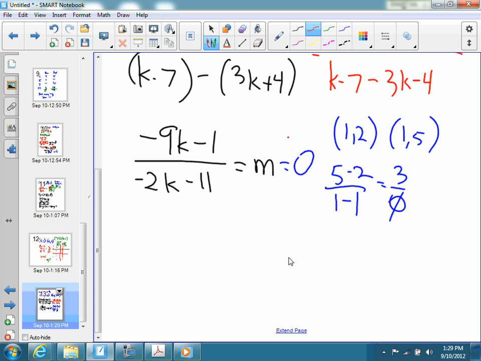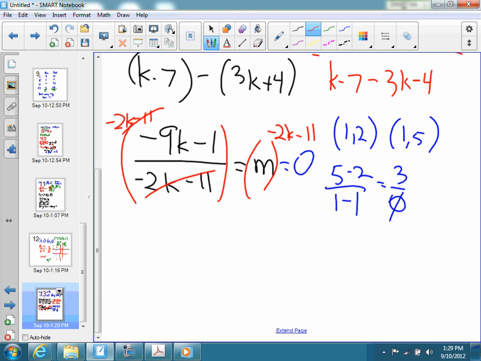I want to get rid of my denominator. So if I want to get rid of my denominator, I have to multiply both sides by negative 2k minus 11. I'll multiply this side by negative 2k minus 11. Okay, I multiply both sides here times negative 2k minus 11. I'm allowed to do that because I'm doing it to both sides of the equation. That gets rid of our denominator here.